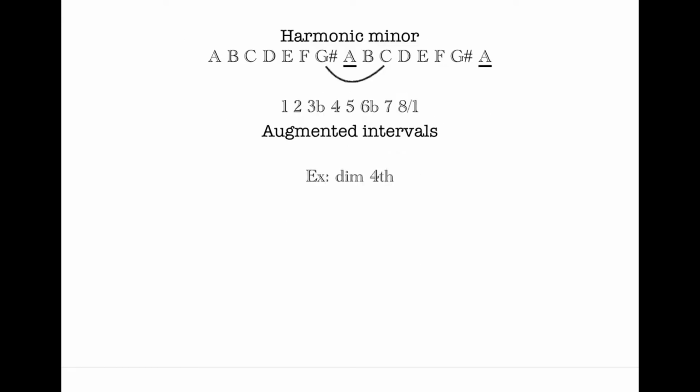In a new example, we see the distance of a G sharp to a C. Notice the letter names are a 4th apart, but it's definitely not a perfect 4th because these two notes don't have 5 half steps between them. There's only 4, so we must call this interval a diminished 4th.